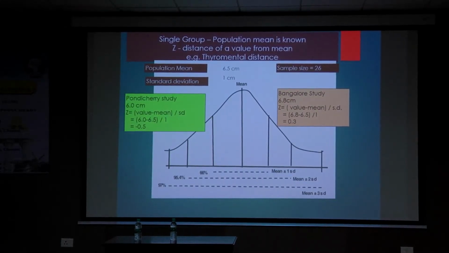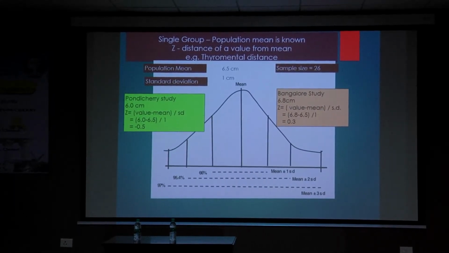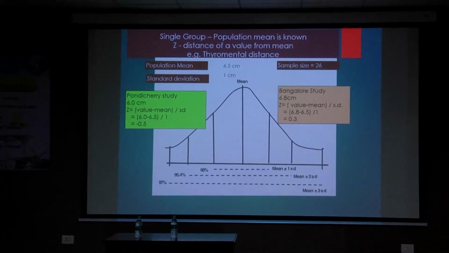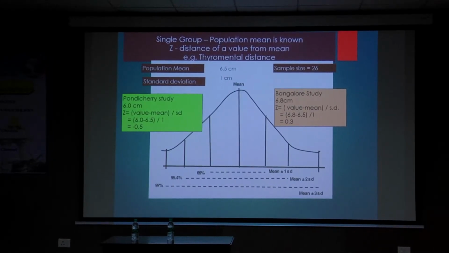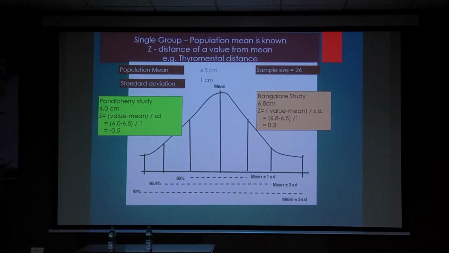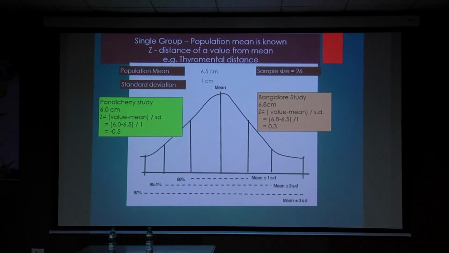So in a single group, it is the z value. What is this z value? It is the distance of a value from the mean. Suppose in a study we have calculated a population mean, for example thyromental distance, which has come to 6.5 centimeters with a standard deviation of around 1 centimeter. They got a mean of 6.8 centimeters. So this z value helps in this study. How to calculate this z value? The calculated mean minus the true mean divided by the standard deviation will give the z value.